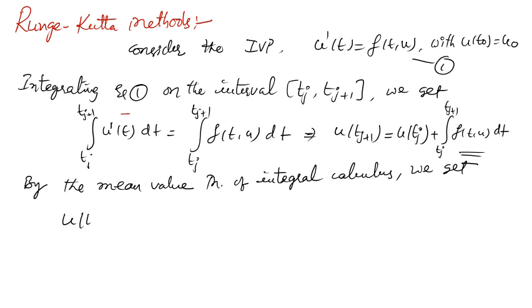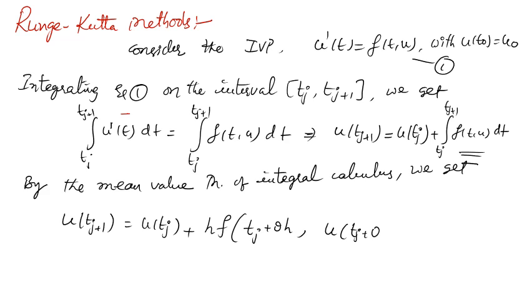Then what I am getting is u(tj+1) equal to u(tj) plus h times, where h means the difference between tj and tj+1, the function value in place of t, tj plus theta h, in place of u, u(tj plus theta h), where theta lies between 0 and 1. This is equation 2.